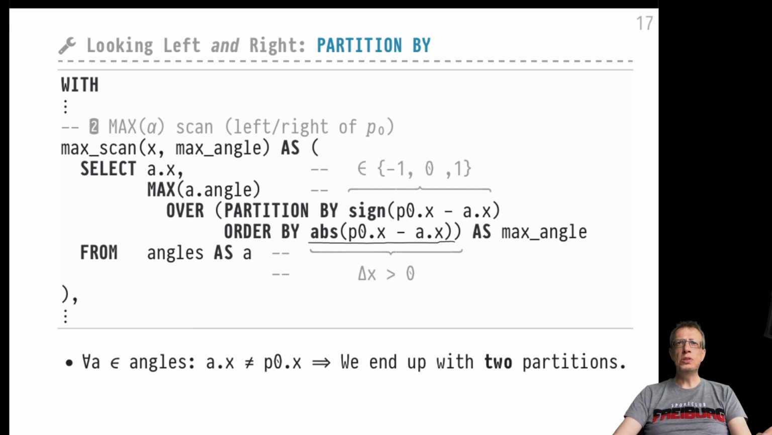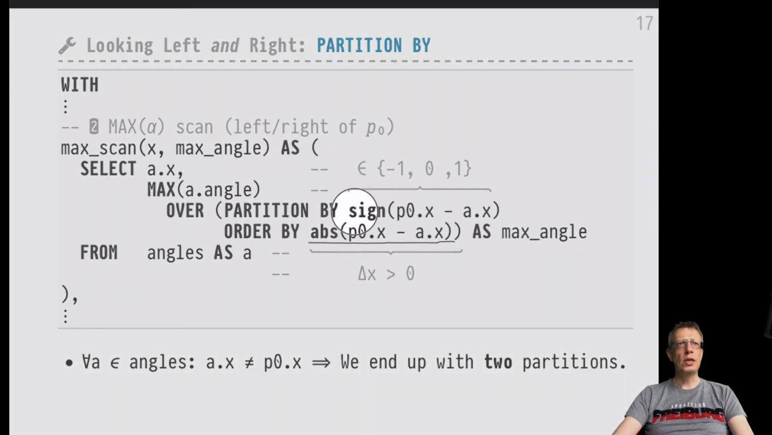But we would need to do so in the two partitions to the left and to the right of the viewer separately. And this would be the partitioning criterion. We would look at the sign of the difference between this P0 and the current position A dot x. We would just look at the sign. Sign is a built-in function in PostgreSQL, and I've already indicated the possible values that this sign computation might take on.